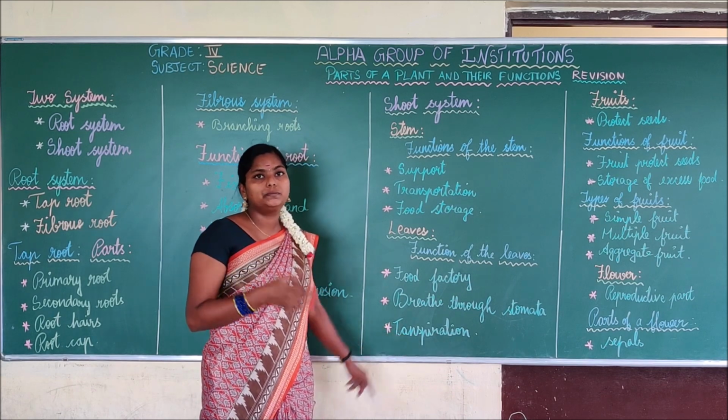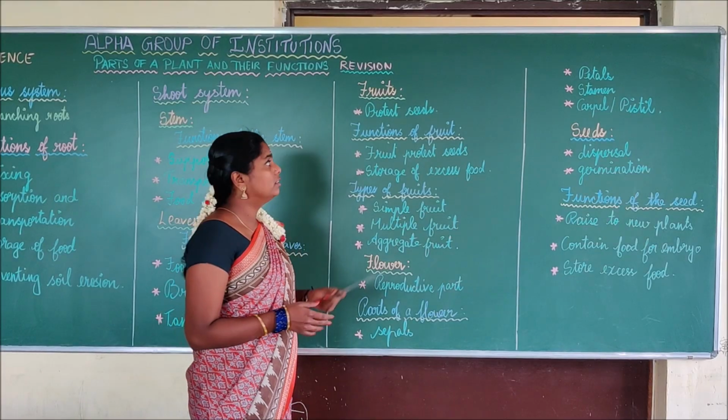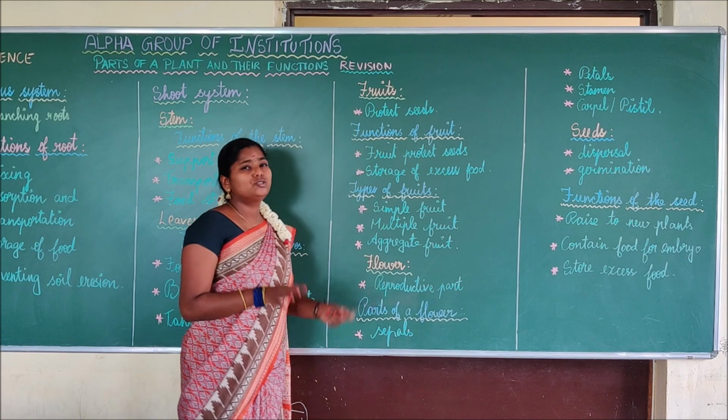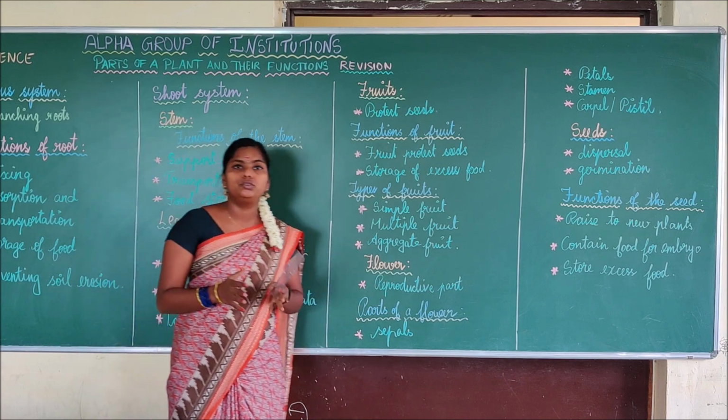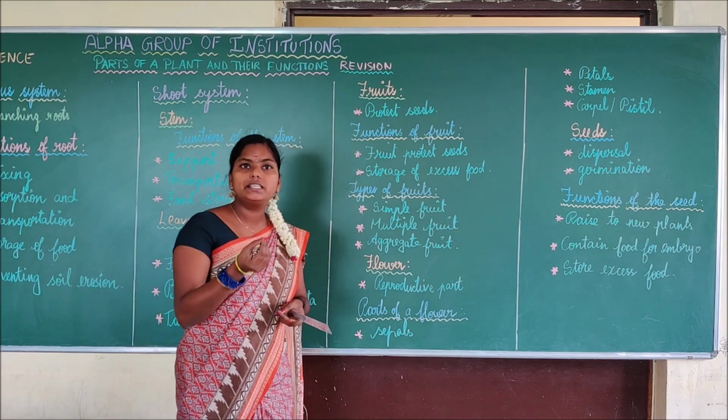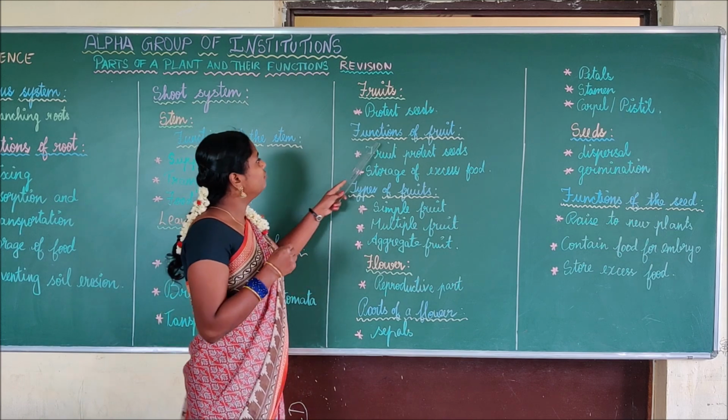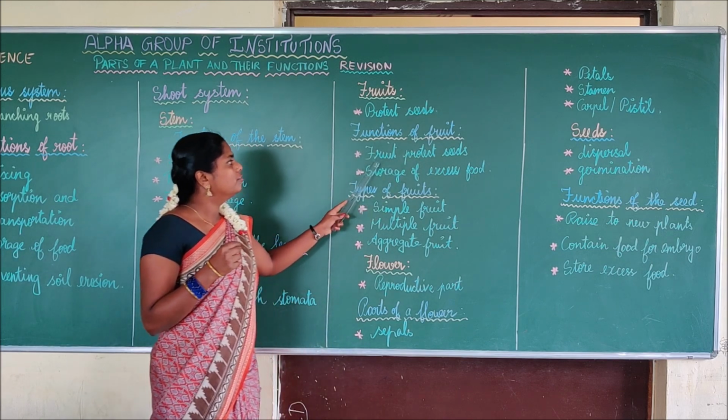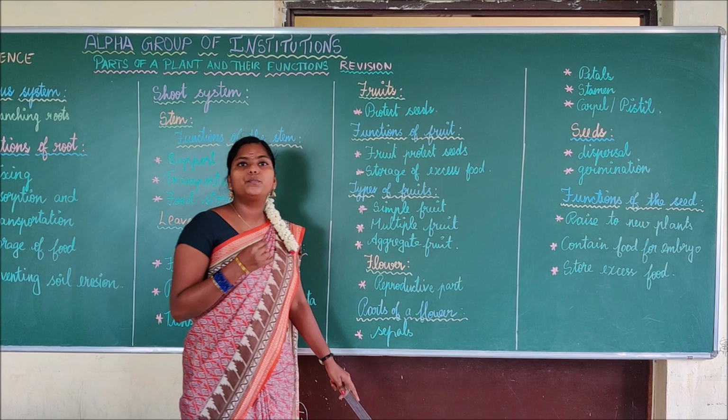This is called transpiration. The next one is fruits. So the major role of a fruit is to protect a small seed which is inside it. Functions of fruit. Fruits protect seeds. So it is the very important one.